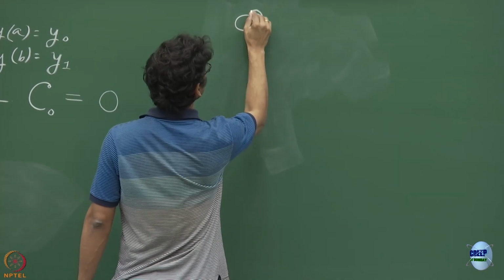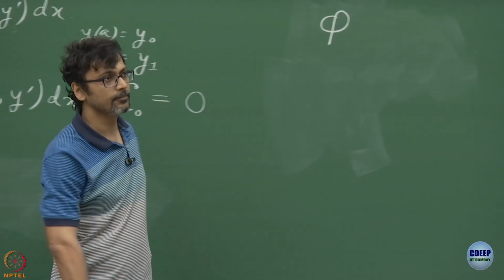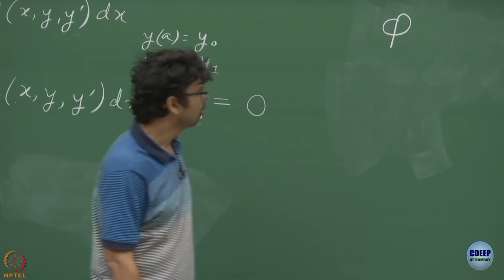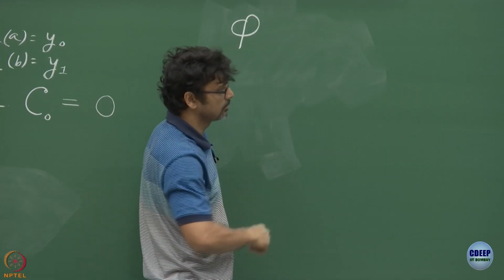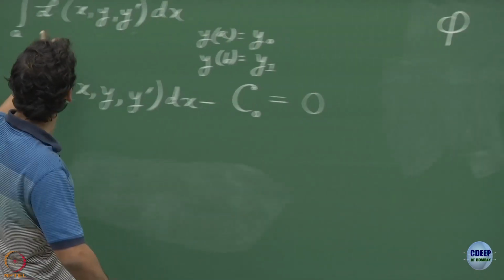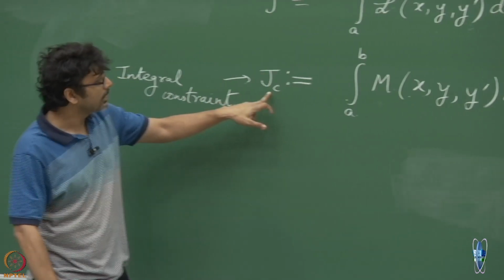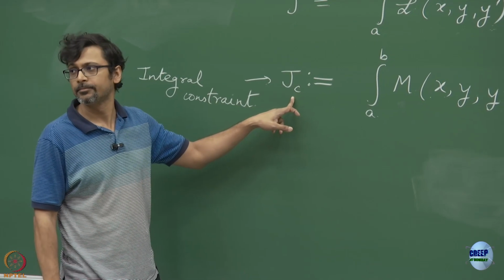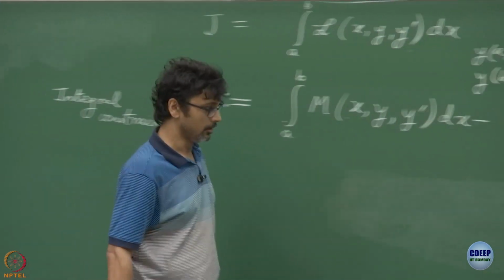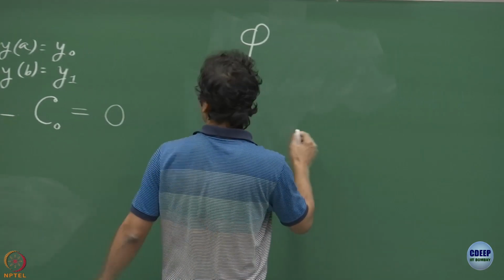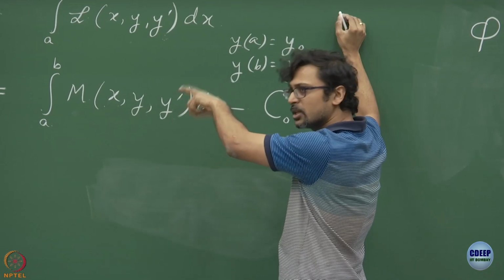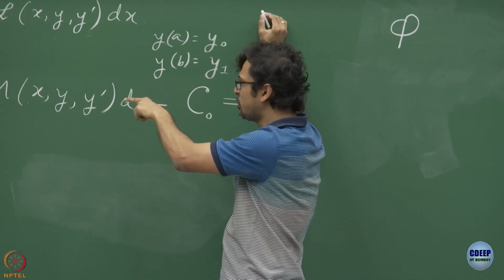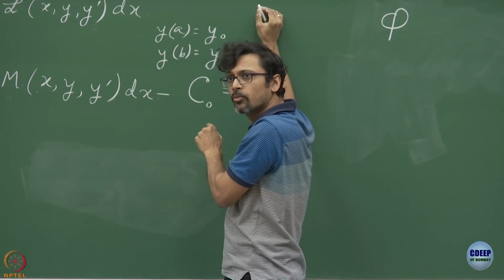Let us have this function phi, which does what exactly? Here is what the function phi does. Remember this is J and this is JC. The perturbations that we took were the g's, the vanishing perturbations, g which had ga equal to gb equal to 0.